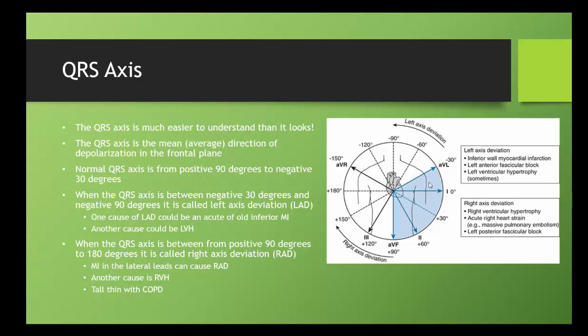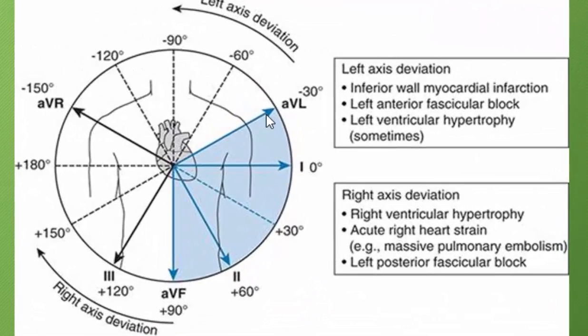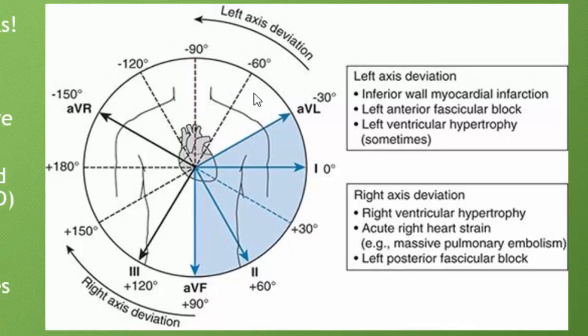When the QRS axis is between negative 30 degrees and negative 90 degrees, it is called left axis deviation, or LAD. One cause of LAD could be an acute or old inferior MI. Another cause, among many, could be LVH. If you look up here at our diagram again, if the QRS axis is between negative 30 at aVL and all the way up to negative 90, that could reveal an acute or old MI or some other related cardiac disease.